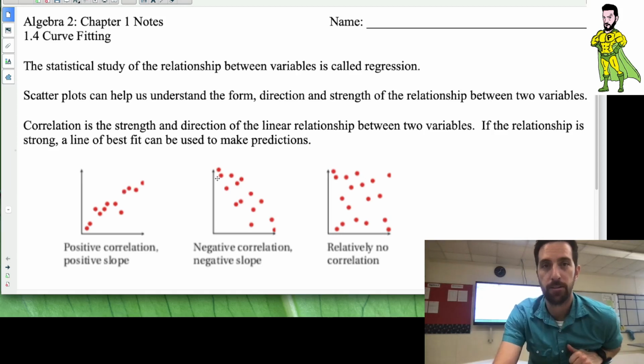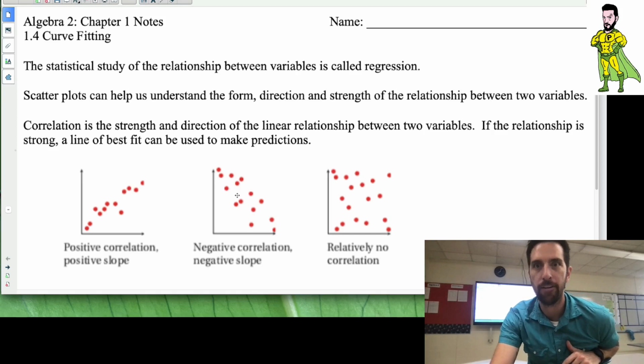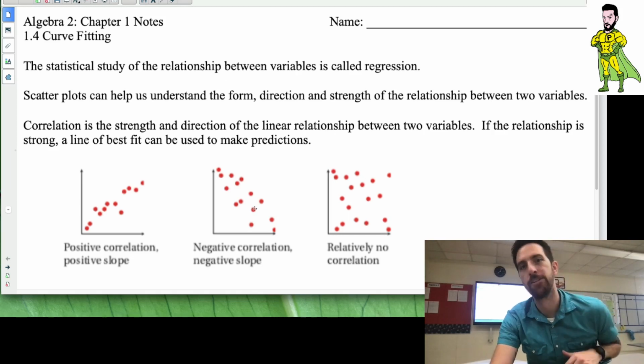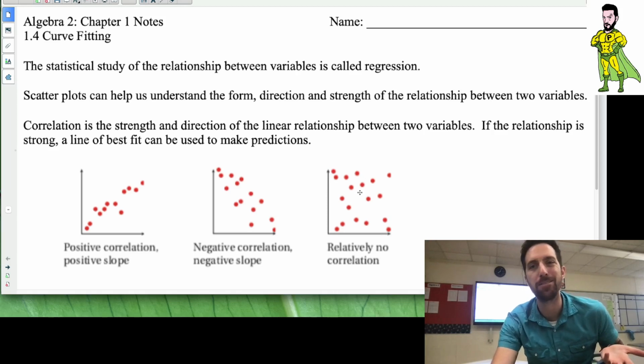These ones, the second one, they're all sloping down and to the right. So that shows a negative correlation. And these ones, they're all over the place. So there's really no strong correlation between those points.